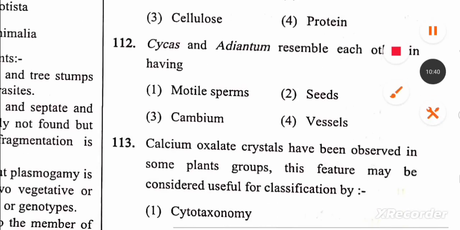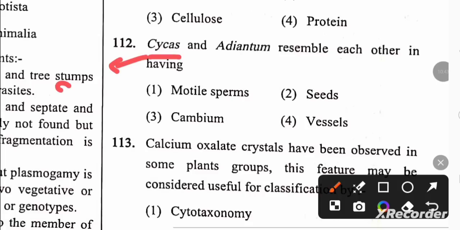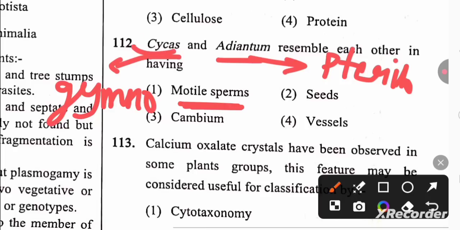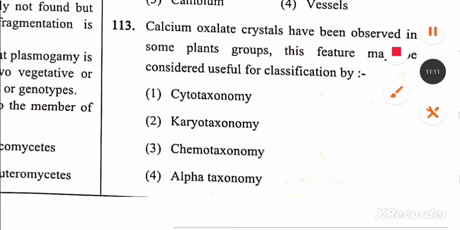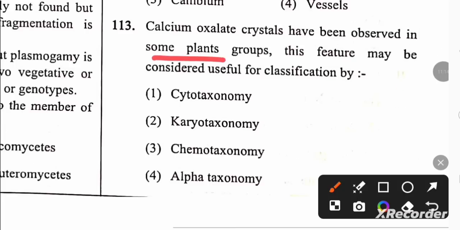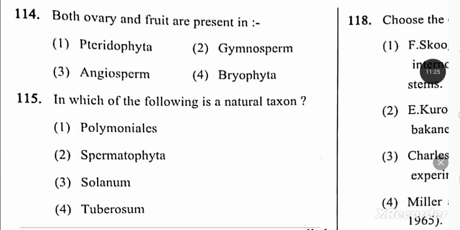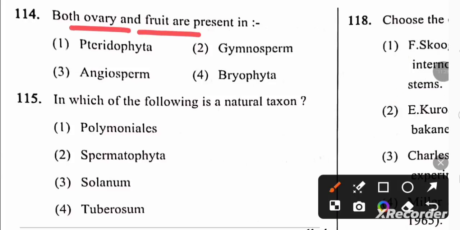Cycas, we know Cycas belongs to gymnosperms, and Adiantum belongs to ferns or pteridophytes. So Cycas and Adiantum commonly have motile sperm. One belongs to gymnosperms, one belongs to ferns, pteridophytes. The common feature in both is that they have motile sperm. Calcium oxalate crystals have been observed in some plant groups. This feature may be considered useful in classifying by chemotaxonomy. Next question is very easy. Both ovary and fruits are present definitely in angiosperms.